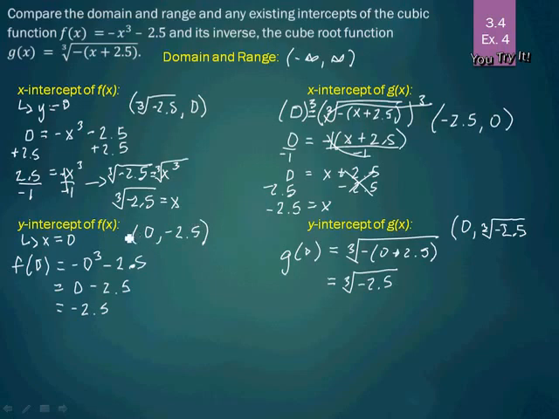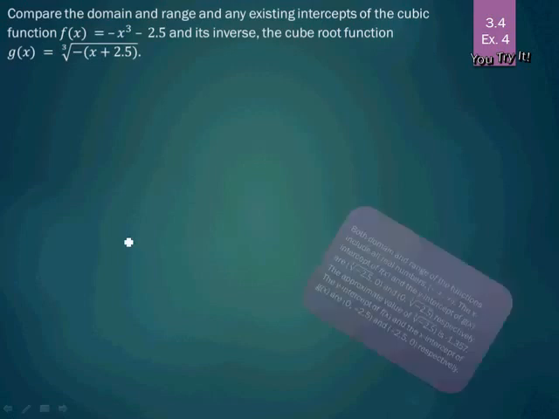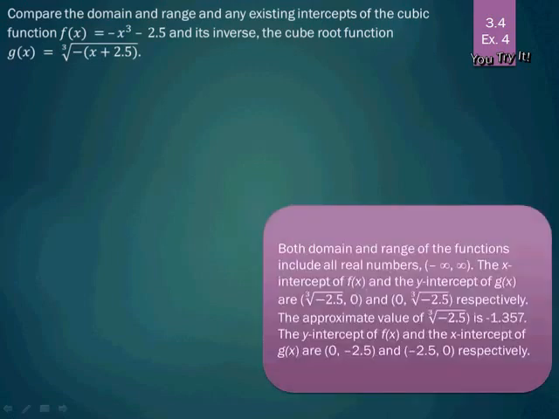So our final answer will be both domain and range of the functions include all real numbers, negative infinity to infinity. The x-intercept of f of x and the y-intercept of g of x are cube root of negative 2 and 5/10, 0, and 0, cube root of negative 2 and 5/10 respectively. The approximate value of the cube root of negative 2 and 5/10 is negative 1.357. The y-intercept of f of x and the x-intercept of g of x are 0, negative 2 and 5/10, and negative 2 and 5/10, 0 respectively.